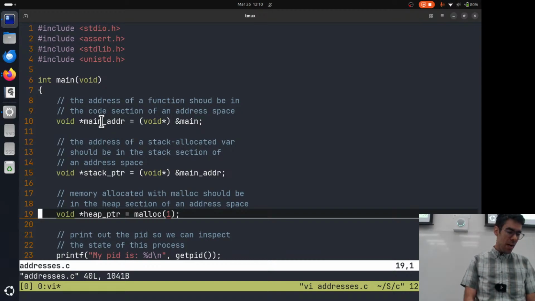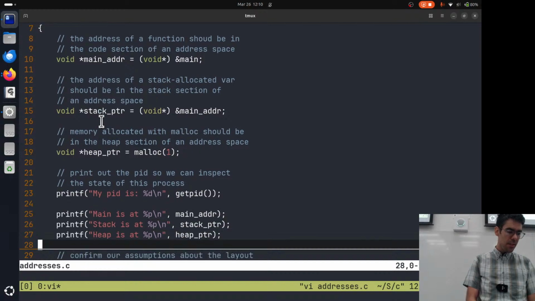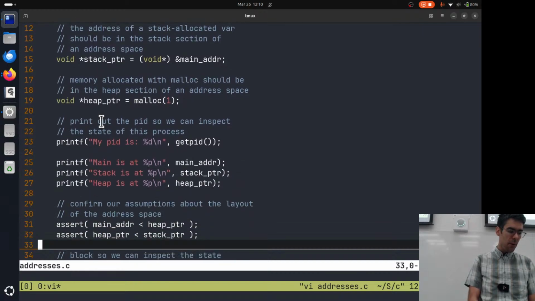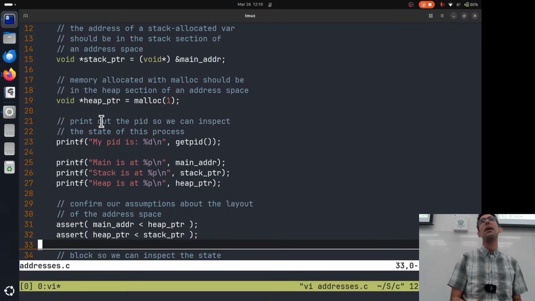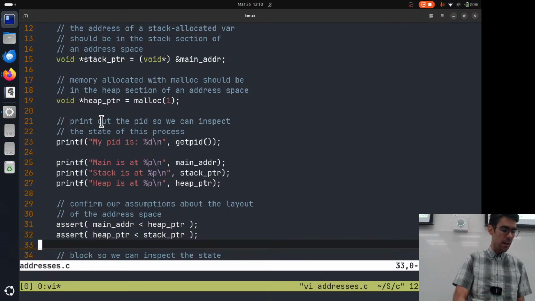Once I get those addresses, I'm going to print some of this stuff out. I'm going to confirm that the address space is what I think it is. So I'm going to use an assert to verify the addresses are relative to each other, that the code section is at the top, the heap is beneath it, and the stack is at the very bottom of memory relative to each other in terms of the layout of our address space. So I'm trying to experimentally confirm that the address space that we think about is actually what we're seeing in the code that we've got here.